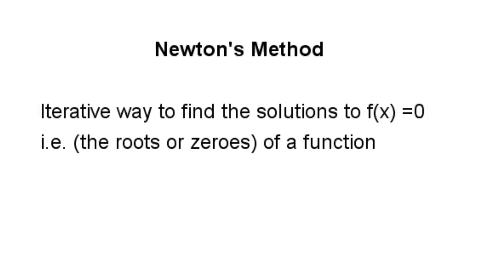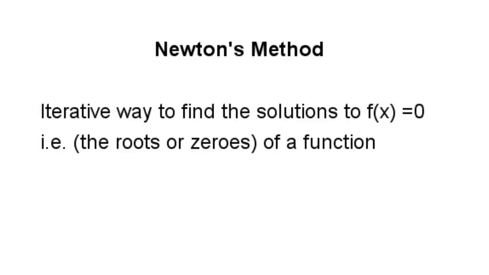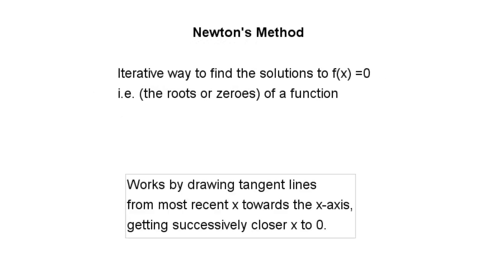Well, it's a way to find the solutions to the equation f of x equals 0. Sometimes equations get very, very complex. They're very difficult to find the zeros or the roots of a function. So Newton's method is a way, in an iterative fashion, in other words, we have to repeat the process to find that zero. Well, how does it work?